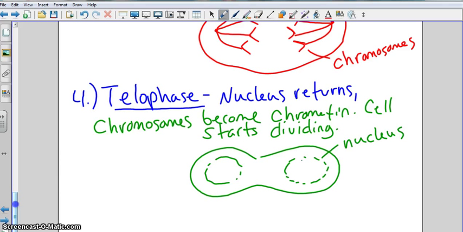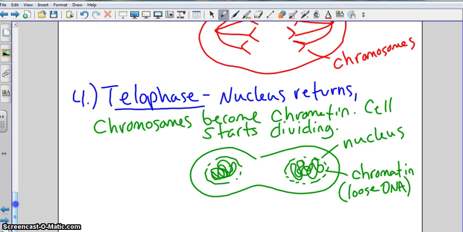And the chromosomes are not chromosomes anymore. They've gone back to that loose form, which is chromatin. And that's DNA, right? Right. Those are the 4 basic steps of mitosis.